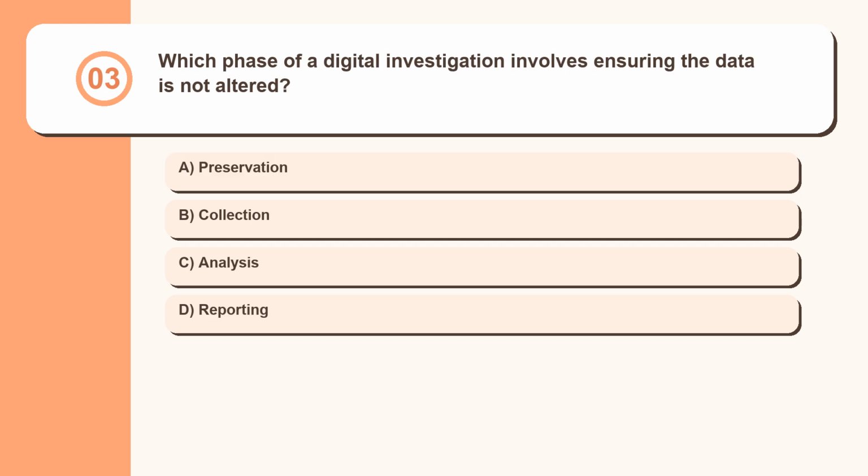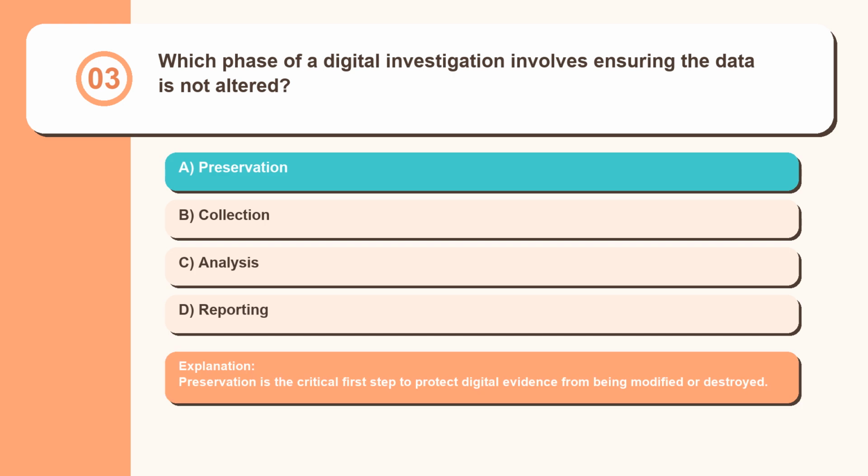Question 3. Which phase of a digital investigation involves ensuring the data is not altered? Preservation, collection, analysis, reporting. Preservation is the critical first step to protect digital evidence from being modified or destroyed.